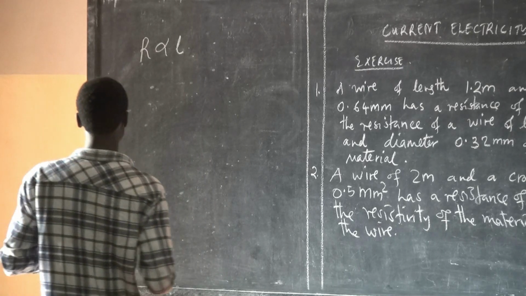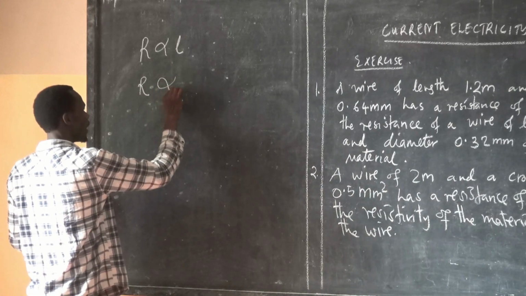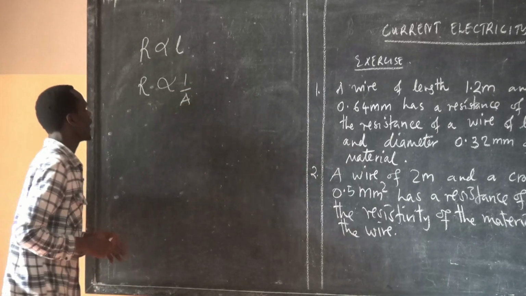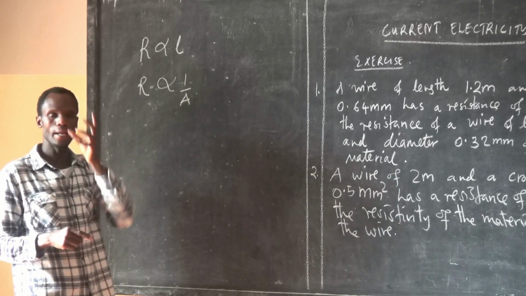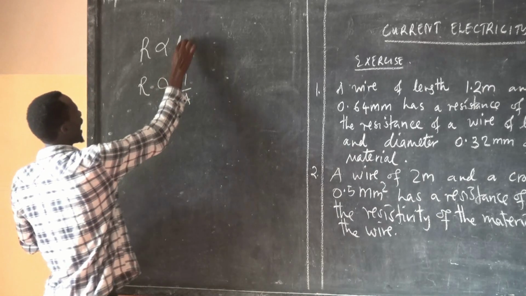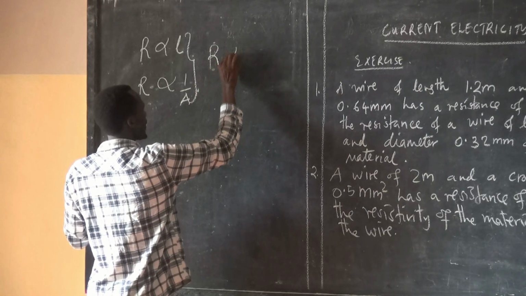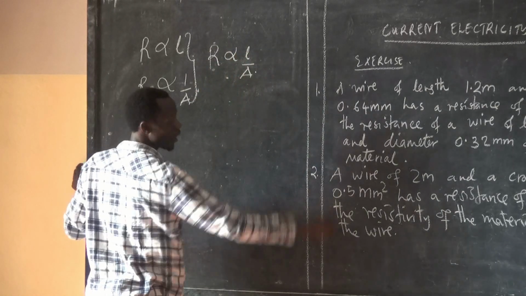But also, resistance of the conductor decreases as you increase the cross-section area. Means resistance of the conductor is inversely proportional to the cross-section area. Now, combining the two factors, resistance is proportional to the length of the conductor and inversely proportional to the cross-section area.